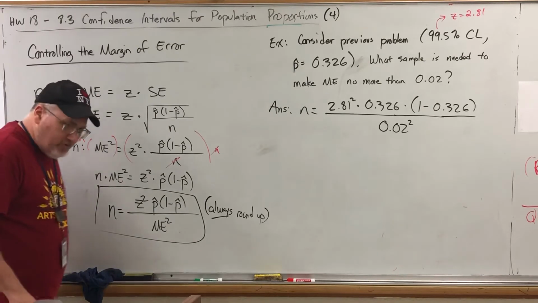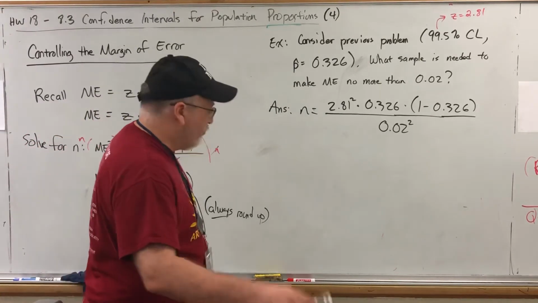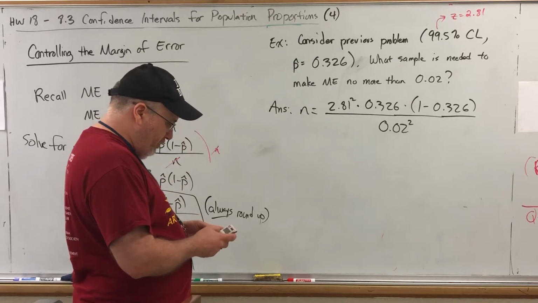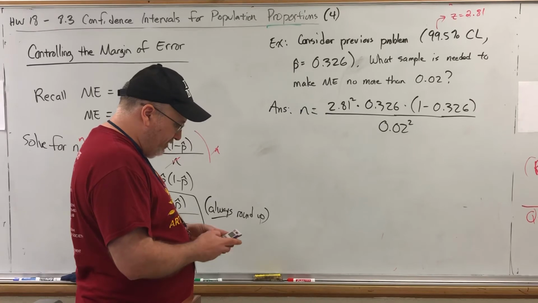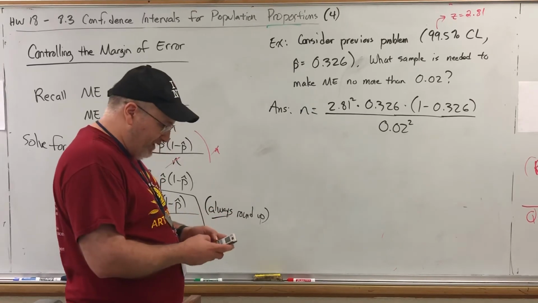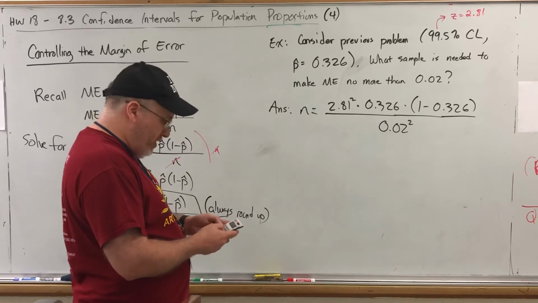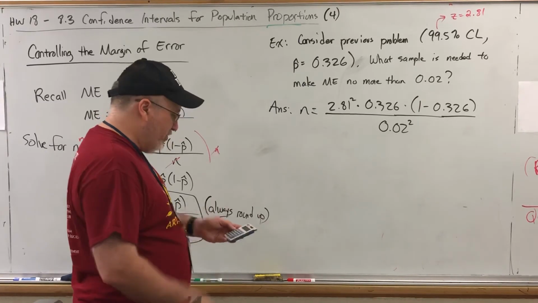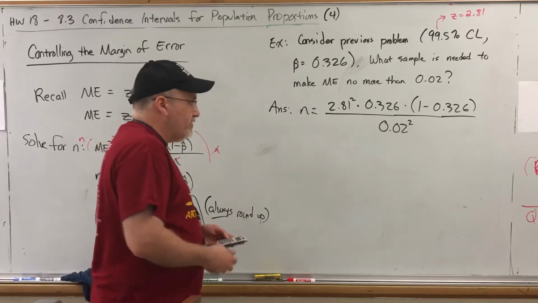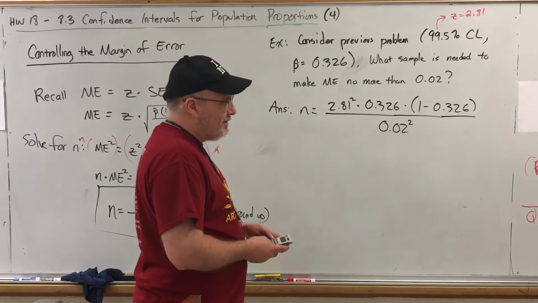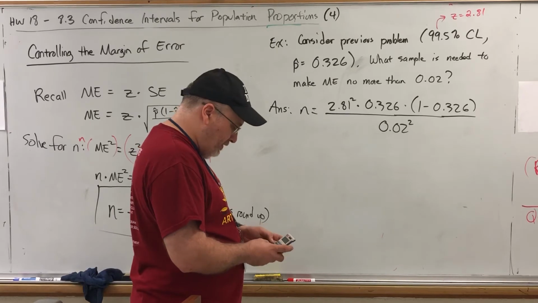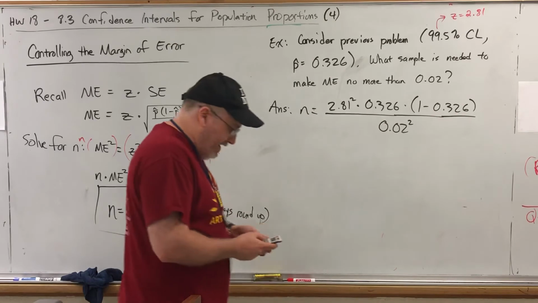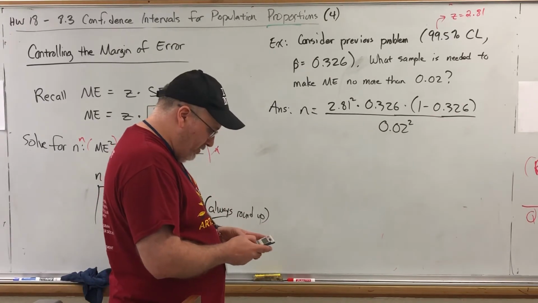So we're just doing this formula to those values. Be very careful using your calculator on this one. Watch your parentheses. Make sure you square the right things. 2.81. This calculator doesn't have a square button. It's okay, I can multiply it times itself. 2.81 squared times 0.326 times, it doesn't have parentheses either, so I gotta actually do the subtraction. 0.674. 0.674 is the answer to the subtraction problem, divided by 0.02 squared.